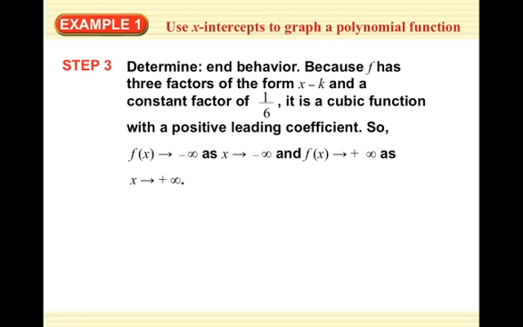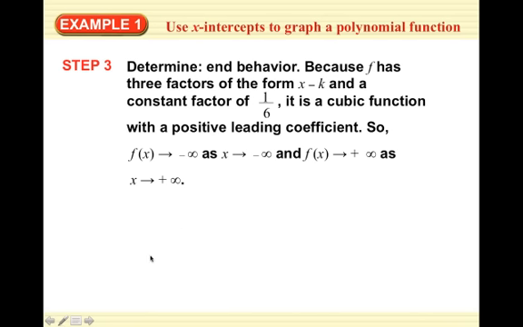Step 3 is to determine the end behavior. What happens as we go far to the left and what happens as we go far to the right? Because remember, this is just a polynomial function, so everything we've learned about end behavior so far still applies. Because f has 3 factors of the form x minus k and a constant factor of 1/6, it is a cubic function with a positive leading coefficient. So it has an odd degree and a positive leading coefficient, so that means it goes up to the right, down to the left.